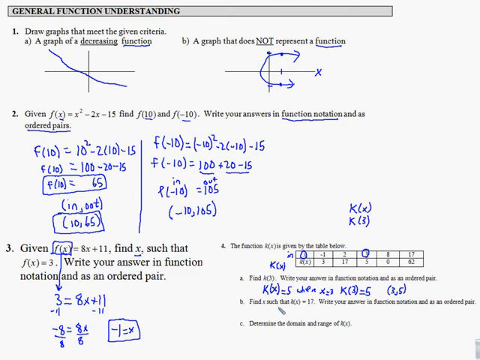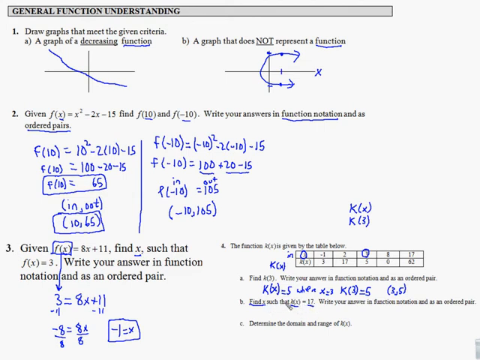On B, they want to go backwards. They want me to solve rather than evaluate. Find the x value, solve for x, so that the output would be 17. Notice there's two 17s in the chart. You need to discern whether the 17 is an input or an output. If you remember, my output variable is k of x, so they're definitely saying that the output here is 17.